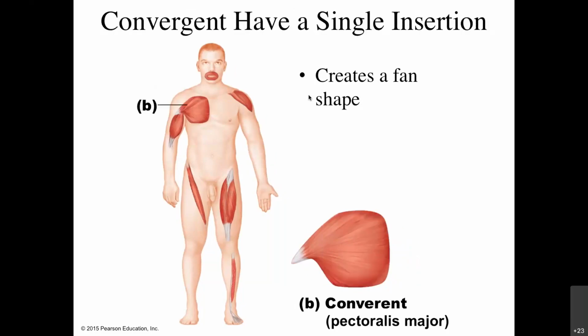You also have different shapes for different amounts of power. So a convergent fascicle shape is where you have a single insertion, but a broad origin. Think of your pectoralis major. It's got a broad origin, but a single insertion. And this creates a lot of force on that insertion because all of those fascicles, all of that power is going to be acting on a single point.